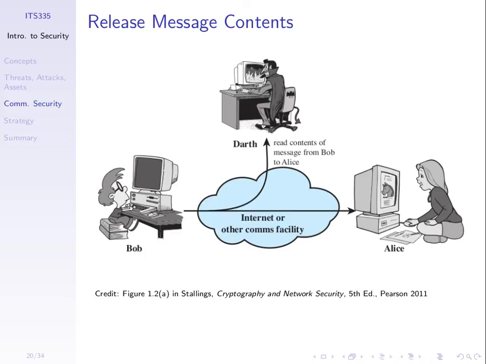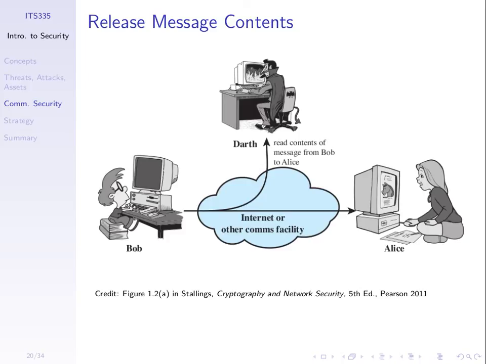They want to communicate. And in this case, Bob wants to send a message to Alice, and he wants that message to be secret. Okay, it's only for Alice to read, no one else. An attack on this communication system is if some other user, Darth in this case, somehow manages to overhear the communications as Bob sends a message to Alice and sees the message being sent, and now that confidential information has been released to a third party, to someone who shouldn't have access. So this is the attack of really releasing the message contents to someone who shouldn't have access to it.